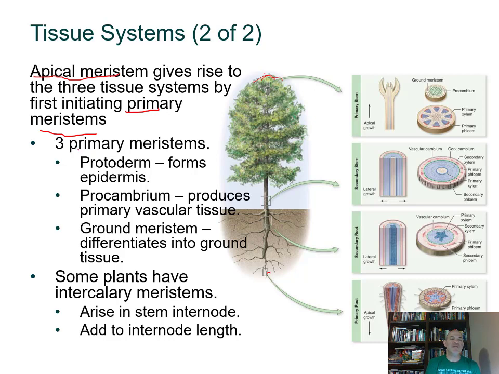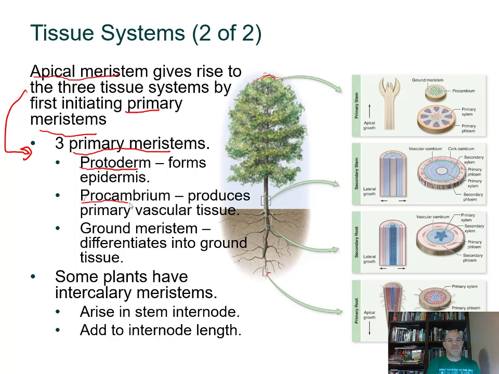And these primary meristems, they're the ones that come from the apical meristem. So it's apical meristem then leads to these primary meristems. And you're going to end up getting protoderm. And remember, like in prokaryote, pro means before. So this protoderm is the cells before they become the dermal tissue.